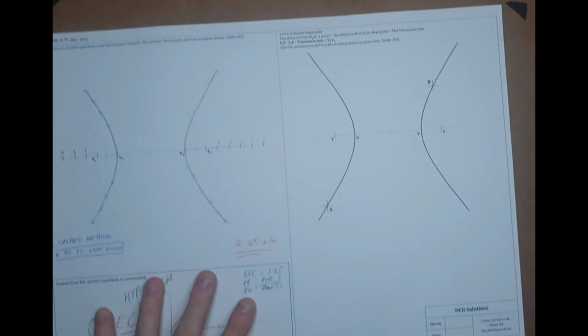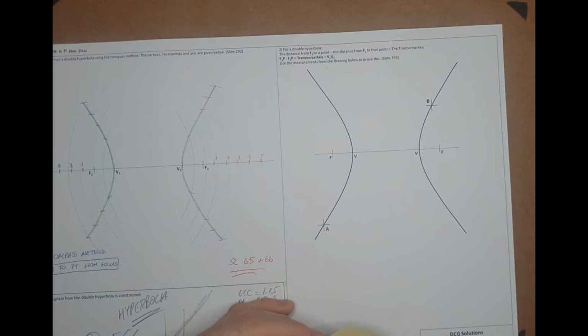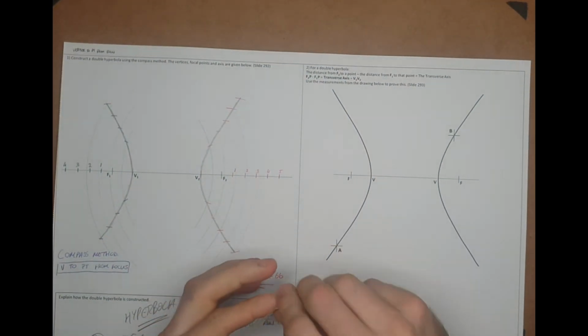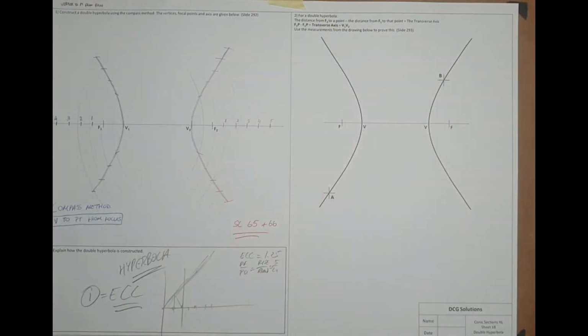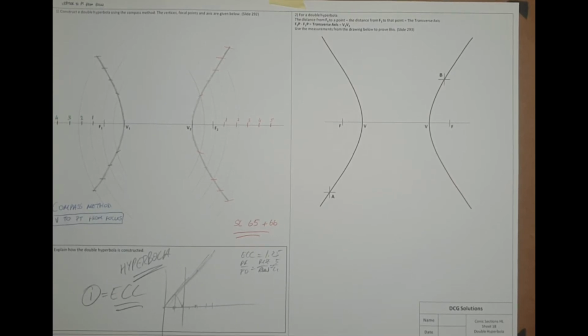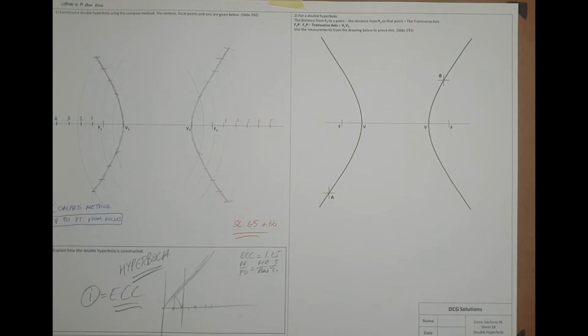Now here on page 89, this will be a pretty quick stop again. I'll just hold it there so it doesn't slide off my board. Here on page 89, we're just looking at a little bit of the theory behind the hyperbola, the double hyperbola. So for a double hyperbola, the distance from a focal point to a point, minus the distance to the other focal point, should be equal to the transverse axis. Bit of a mouthful there. We'll stop talking about it and start seeing it now.